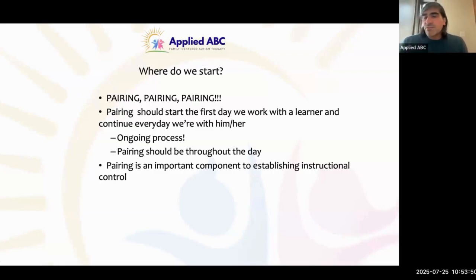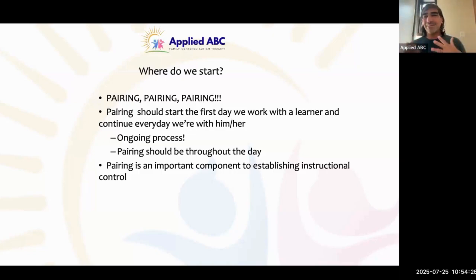Where does one start with instruction? Always with pairing. If y'all aren't familiar with this term, pairing is where you initially connect with a learner. What we always say with pairing is it's where you go into an environment, you provide opportunities, but you don't place demands on a learner. It's where we first show a learner that your instructor is associated with reinforcement. Like, oh, this person's here. I get all my favorite stuff.